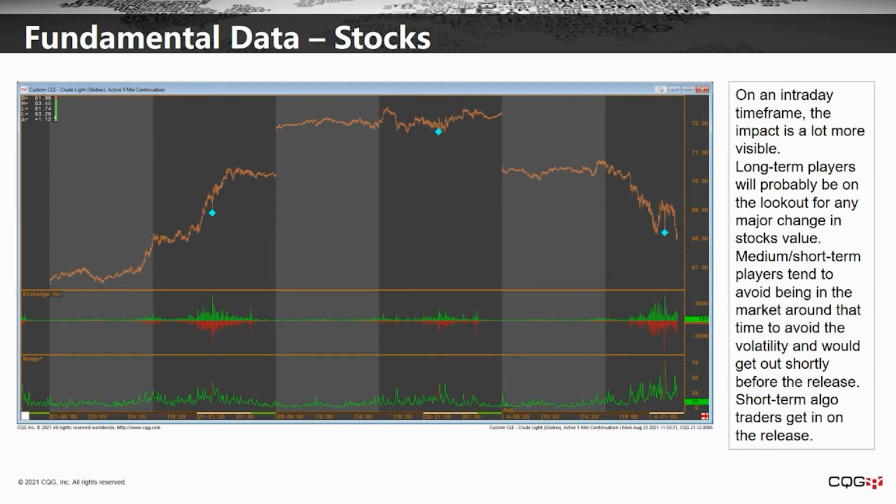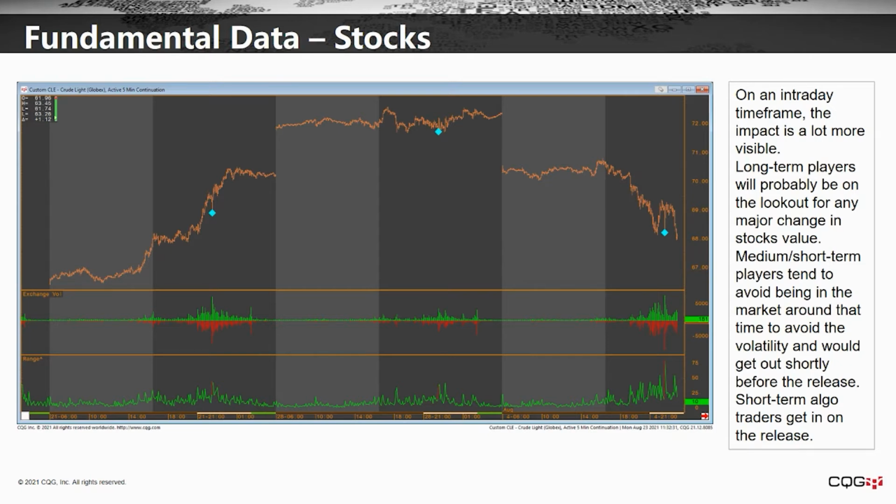On an intraday time frame, the impact is a lot more visible. We're looking at a chart of the last few release days, excluding any other days of the week, to get a better picture. We can see the impact on the volume and the volatility around release time, which is highlighted by the blue diamond symbols.